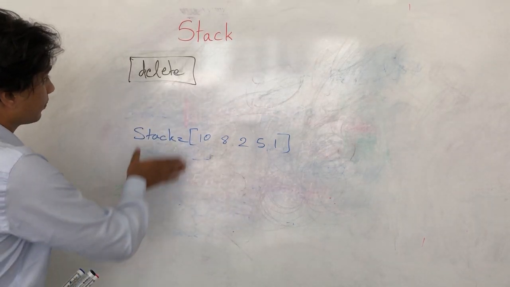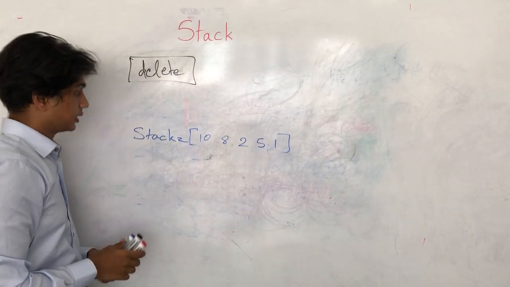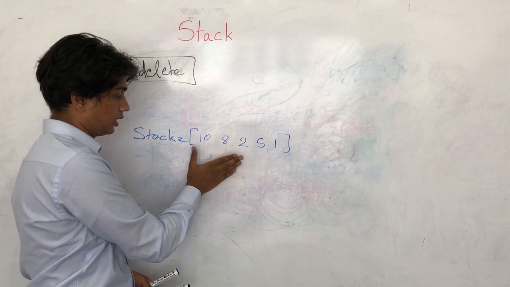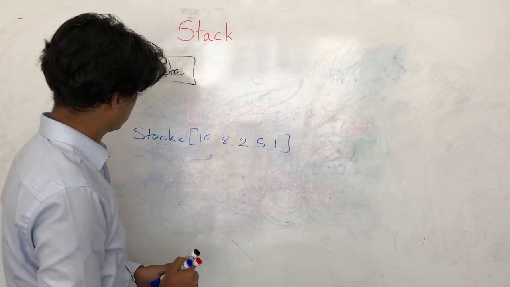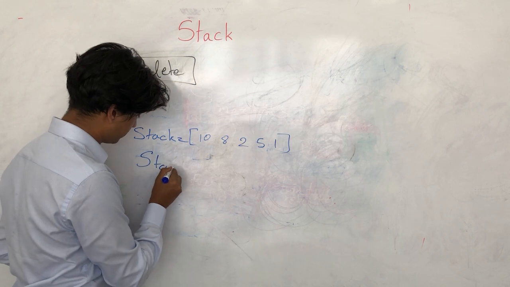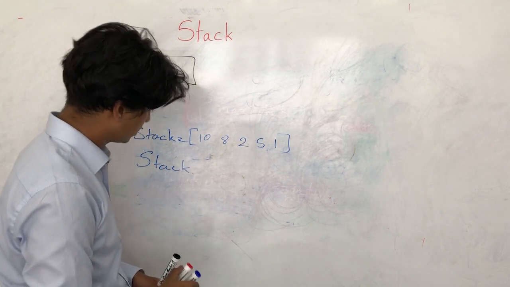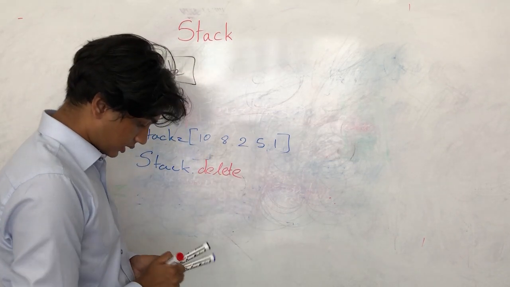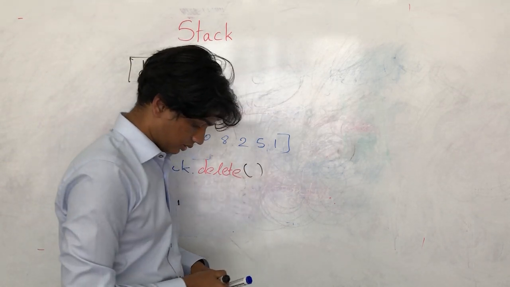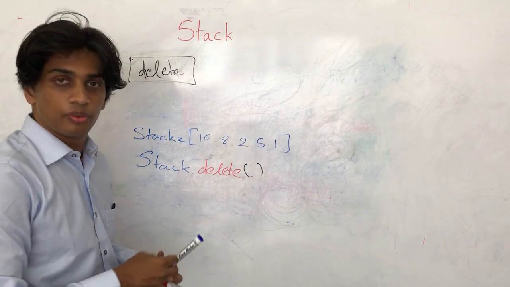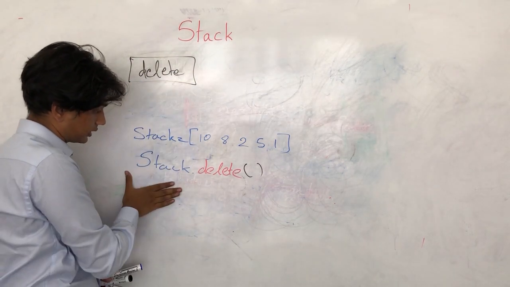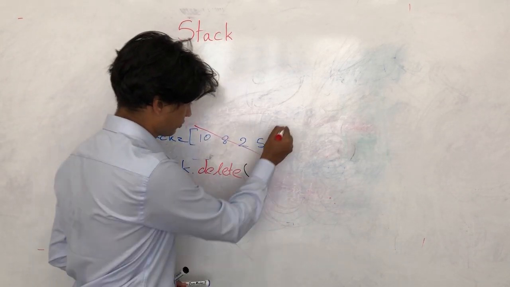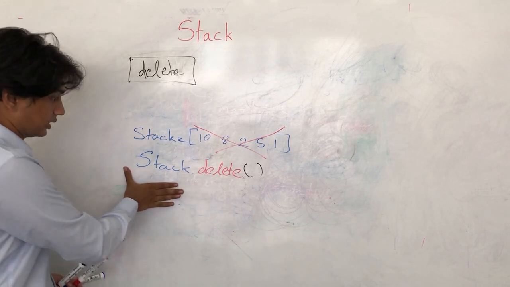Finally, I'm going to talk about the delete method. As an example, I have the previous stack with me, which has 5 elements in it. I'm going to use this delete method on it, stack dot delete. I think this is pretty simple. When we use this delete method on our stack, our entire stack will be deleted. That's what the delete method does to our stack.